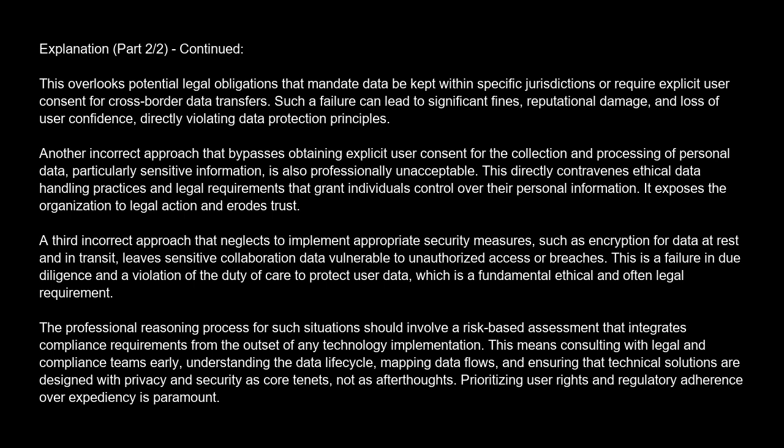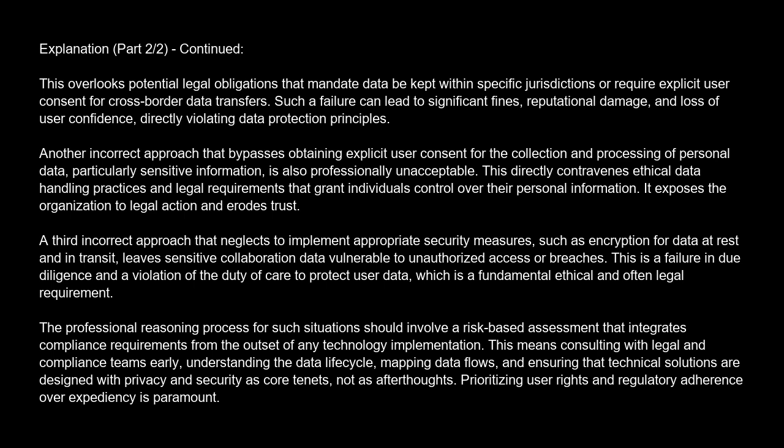A third incorrect approach that neglects to implement appropriate security measures, such as encryption for data at rest and in transit, leaves sensitive collaboration data vulnerable to unauthorized access or breaches. This is a failure in due diligence and a violation of the duty of care to protect user data, which is a fundamental ethical and often legal requirement.